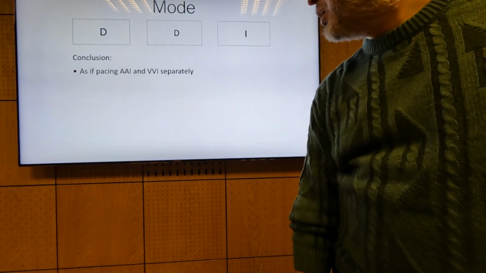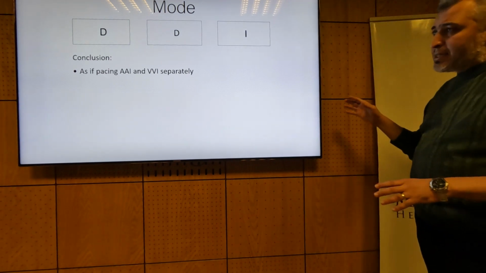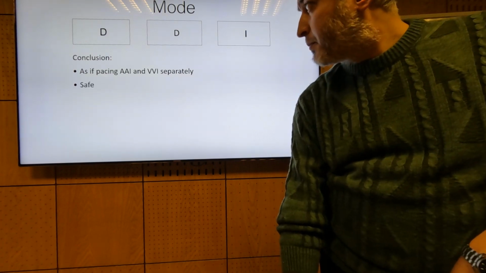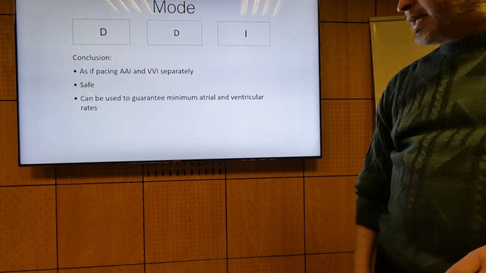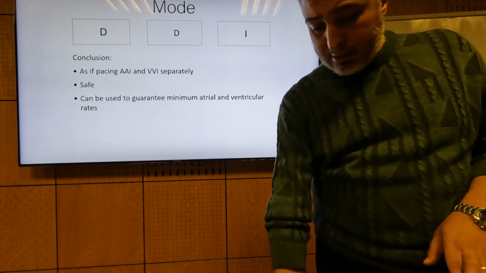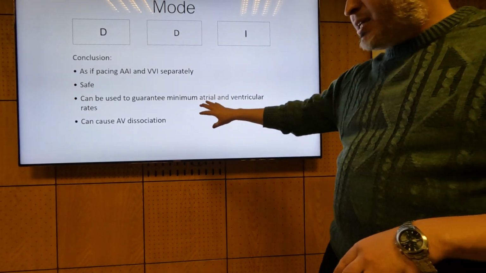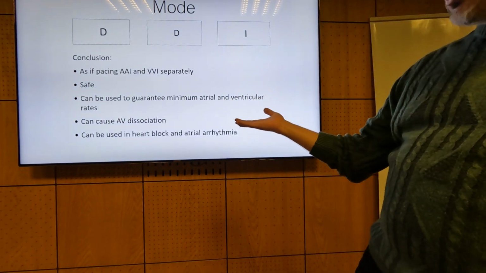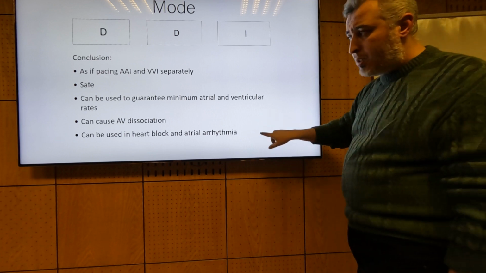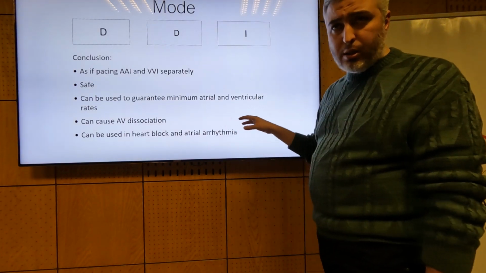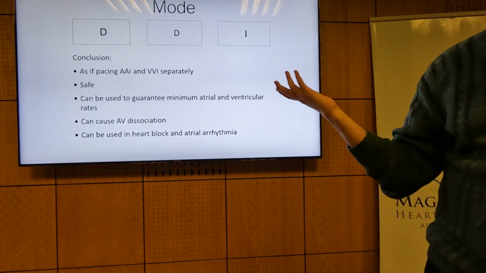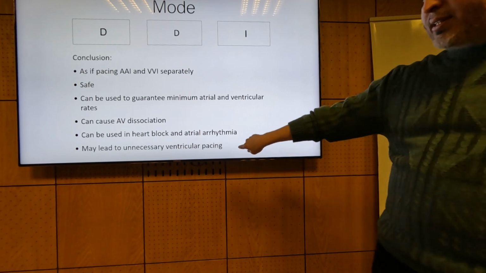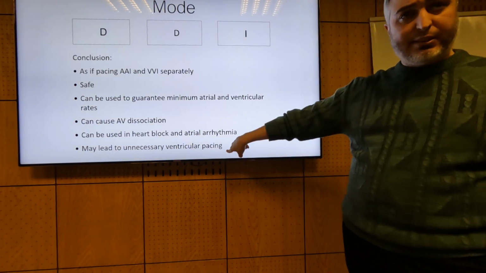So in conclusion, this mode is as if we're pacing atrial and ventricular separately, AAI and VVI. It is safe. It can guarantee minimum atrial and ventricular rates. Might cause AV dissociation. And it can be used in heart block and to increase the ventricular rate in AF. But again, very similar to the VVI pacing. But we've gone into the scenario of causing unnecessary ventricular pacing.